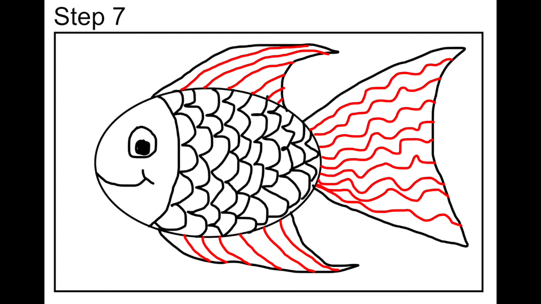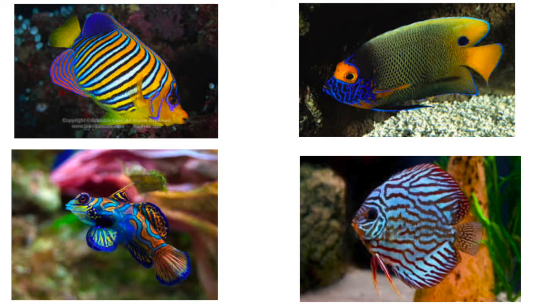That will take a while, but whenever you're done with the scales, move on to drawing lines that repeat in the fins and in the tail. They could be straight lines, curved lines, or wavy lines. Here are photos of some tropical fish. Look at their colors and their patterns.